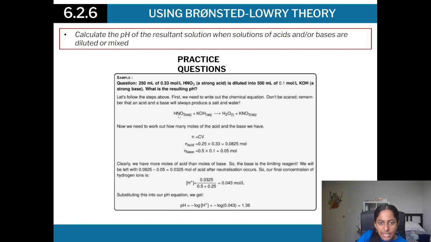HNO3 is a strong acid and it dissociates into H+ and NO3-. So the total number of moles of H+ you have is also 0.0325. You need to get concentration, so you just divide it by the total volume. You have 250 mL and 500 mL, so it's 0.5 plus 0.25 liters, and you get 0.043. Plug that into the pH equation, so it'll be negative log 0.043, and you get 1.36 as your final answer.